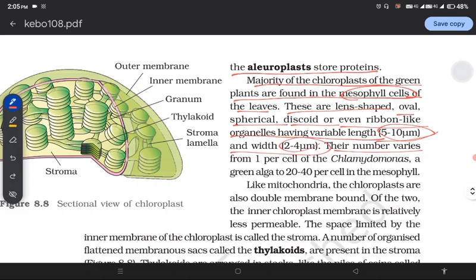The number of chloroplasts in mesophyll cells varies from 1 per cell in Chlamydomonas, a green alga, to 20 to 40 per cell in the mesophyll. क्लोरोप्लास्ट का जो है मेसोफिल सेल में नंबर वैरी करता है फ्रॉम 1 पर सेल इन क्लैमाइडोमोनास, एज ए ग्रीन एल्गी में 20 से 40 होता है पर सेल इन द मेसोफिल.